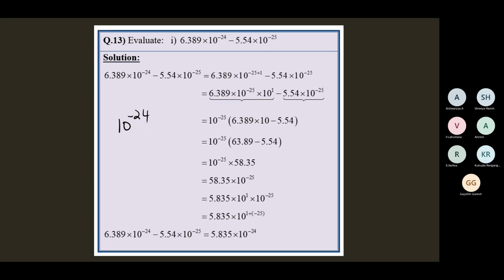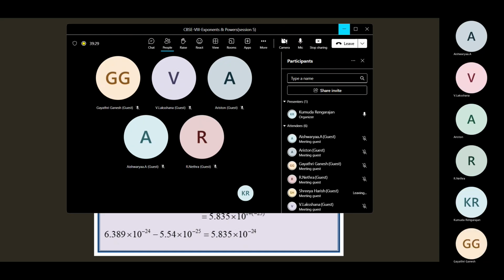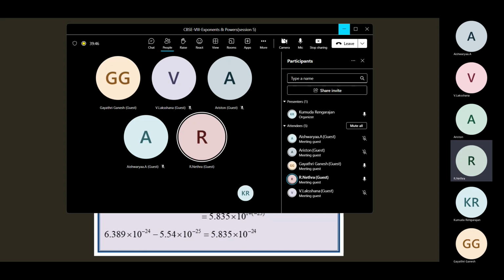Children, say yes or no. What happened? Am I not audible? Gayatri, am I audible? Lakshana, Ariston, Aishwarya, Netra. Ma'am, I'm audible. Okay, yeah. Please work this.